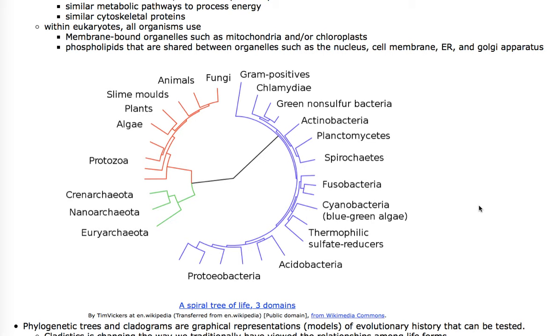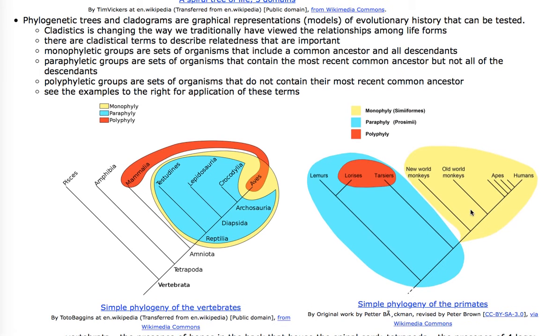So now that brings us to what is a cladogram? What is a phylogenetic tree? So it turns out phylogenetic trees, meaning we're classifying with genetics, and cladograms are graphical representations of evolutionary history. Cladistics is the way we classify now. It's a binary matrix system of classification.